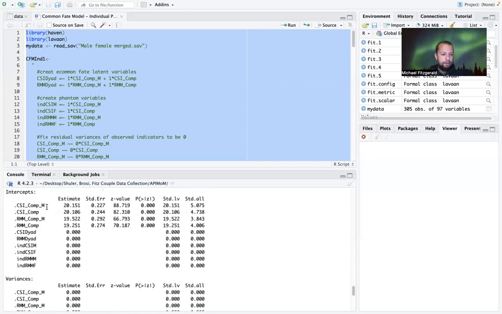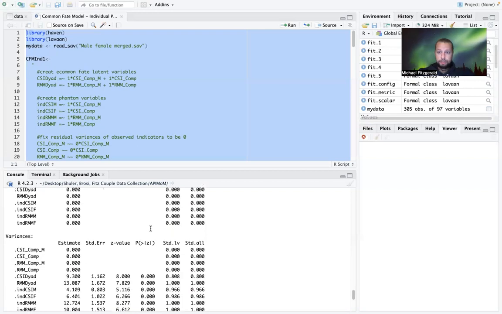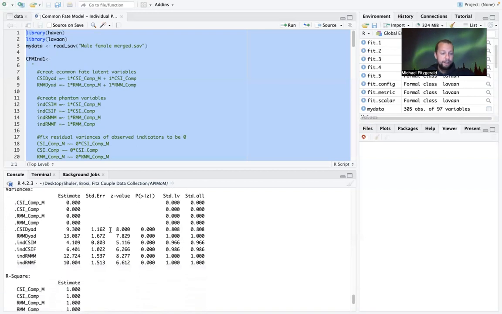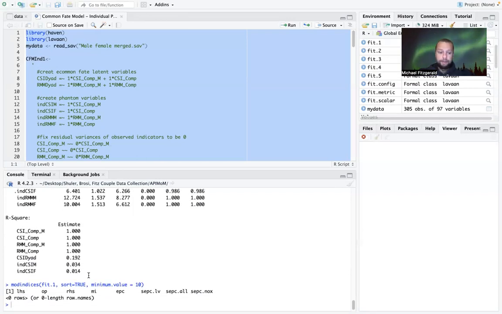All right, so we have our intercepts, which again, we don't really care a whole lot about within structural equation modeling unless we move into growth modeling. And then we have our R squareds. So we are accounting for just under 20% of the variance at the dyadic level for relationship quality. And we are accounting for 3.4% of the variance in males' individual perceptions of relationship quality and 1.4% of the variance in female reports of relationship quality, independent of what is shared between the dyad.